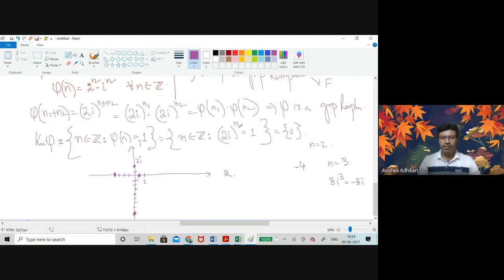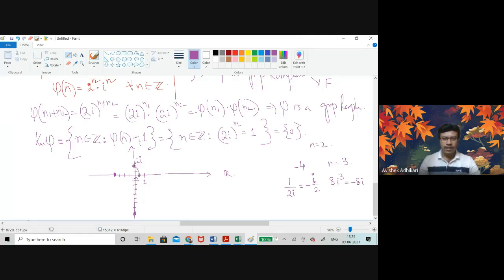Now if n is from Z, it could be minus 1 as well. If it is minus 1, then it will be 1 by 2 to the power i. And what is this value? This is minus half i, that means minus i by 2. That means something here.